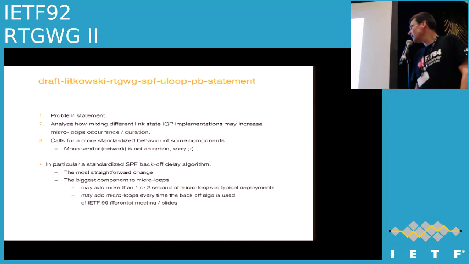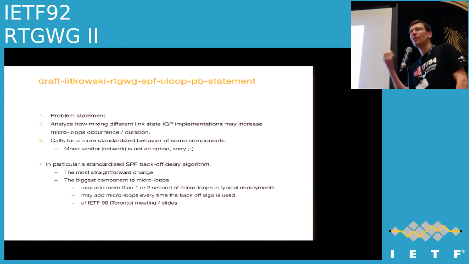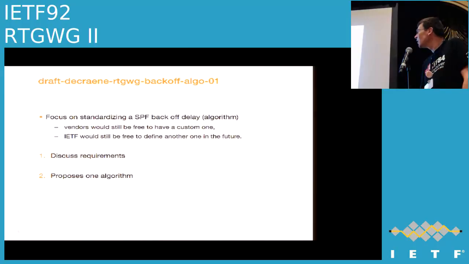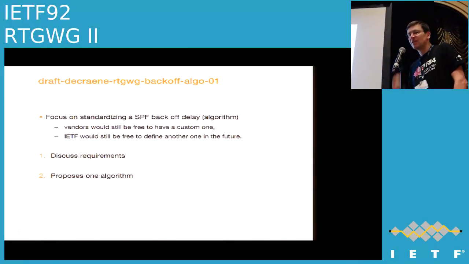And it adds microloops every time the backup algorithm is used, which is anytime the failure is bigger than a link failure. So if you have a node failure or an SRLG failure, you run into a backup algorithm and you have microloops. That's it. Now let's move to the second draft, which defines the algorithm. It focuses on standardizing the backup delay.